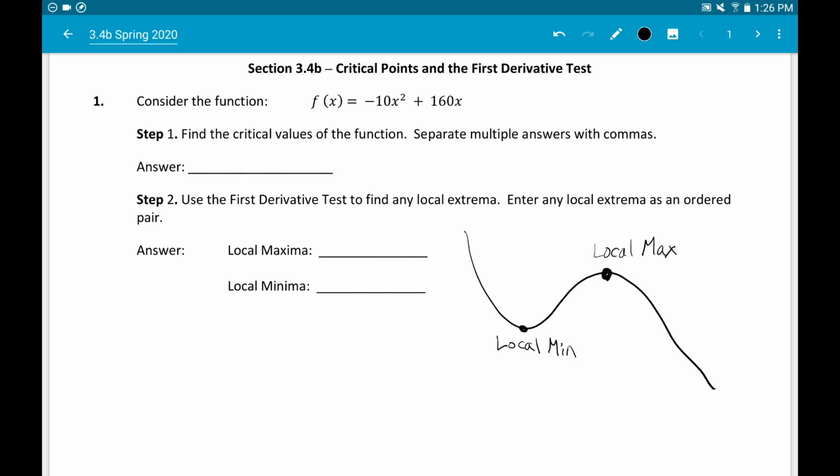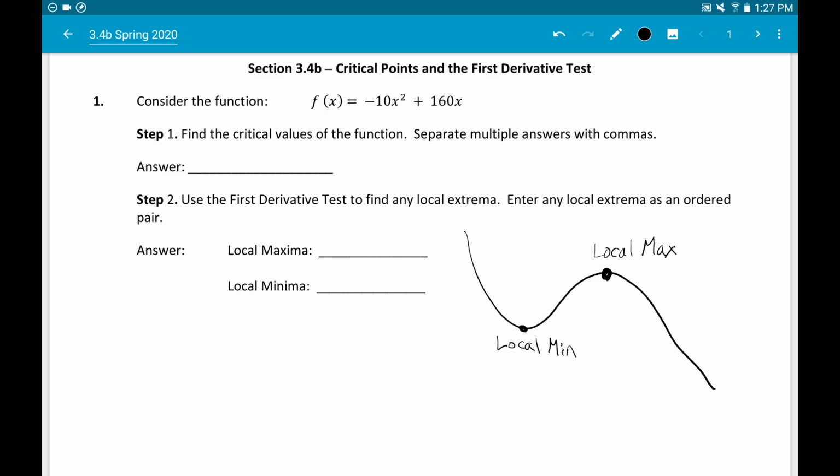A critical value or a critical point, sometimes they'll call it that. Critical values are simply the x values on a graph which could be local mins or maxes. A more specific definition would be a critical value is an x value such that the derivative either equals 0 or the derivative is undefined and is in the domain of the function. In other words, it could be plugged into the original function.